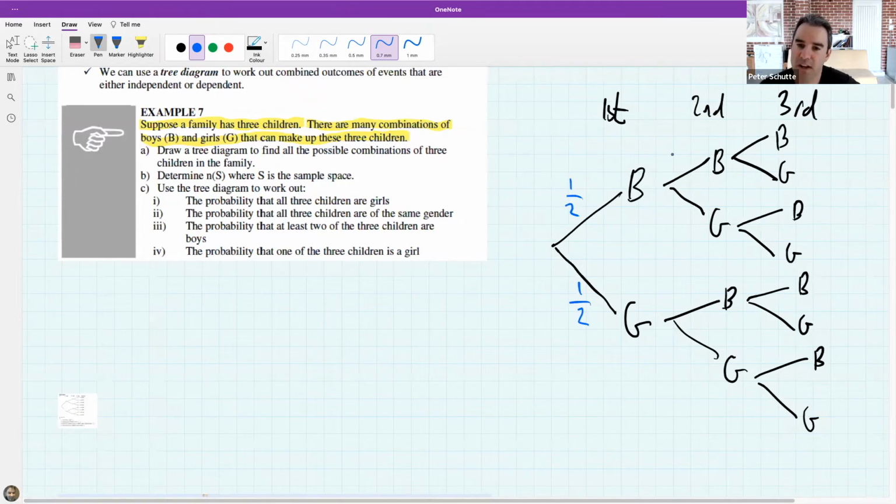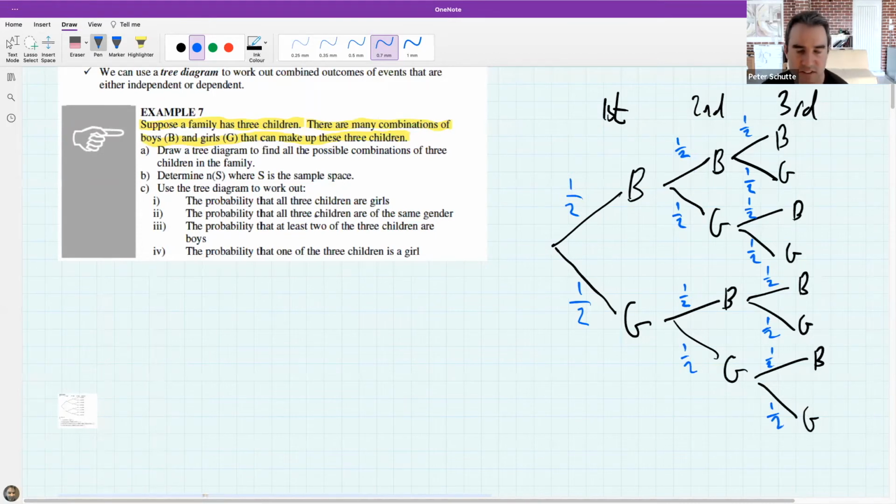Now, one of the things about tree diagrams is that if you have a second child, the probabilities are not going to change because they are independent events. They're not related to each other. So this would also be a half, and this would also be a half. In fact, every time you have a child, there's a 50% chance of each gender. So when we draw our tree diagram, this looks like a lot, but we generally draw it so that the probability of each branch is there.